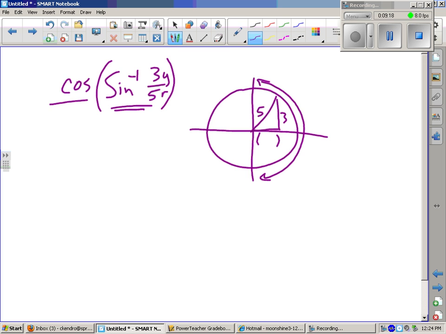If I want to know cosine, I have to know x over r. Well, I know r is 5, I just need to find the x. And hopefully you all figured it out by now. X is 3, 4, 5. So the cosine of the arc sine of 3/5 is 4/5. It's saying, what's the cosine of this angle? This represents an angle, theta. So if you have a problem like that, just draw the triangle and you don't even need to know the angle. Not at all.